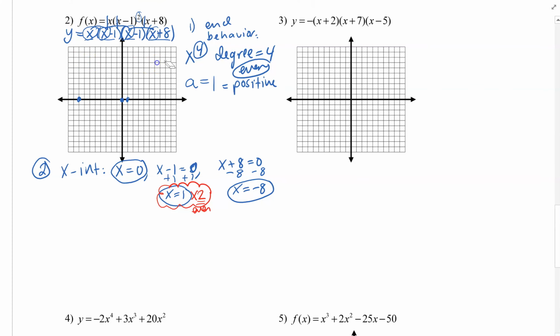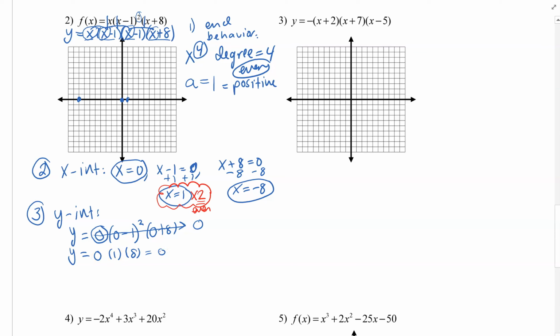All right, so let me see here. Oh, and one other thing I wanted to do before I try to connect everything is find the y-intercept, okay? Y-intercept we find by plugging in 0 for x. So it'd be 0 times 0 minus 1 squared times 0 plus 8, and then all of that is just going to be 0 because this one factor was 0, and it's going to make all of it just go to 0. 0 times 1 times 8 is 0. So the y-intercept is also 0. This guy here is both the x and the y-intercept.